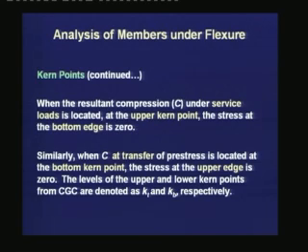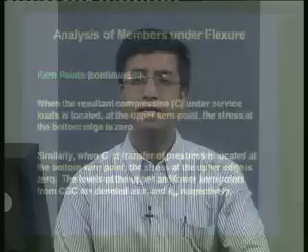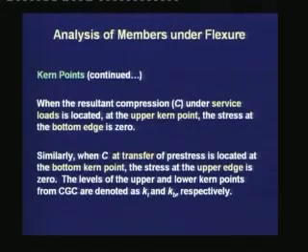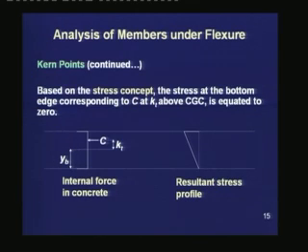Similarly, when C at transfer of pre-stress is located at the bottom Kern point, the stress at the upper edge is zero. That means at transfer only the self-weight is acting, and at that time if the compression is occurring at the bottom Kern point, then we will have zero stress at the top, and the levels of the upper and lower Kern points from the CGC are denoted as KT and KB respectively. Based on the stress concept, the stress at the bottom edge corresponding to C at KT above CGC is equated to zero. This is the way we are calculating the Kern point or the Kern level.